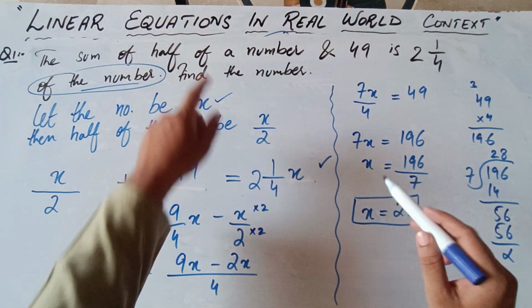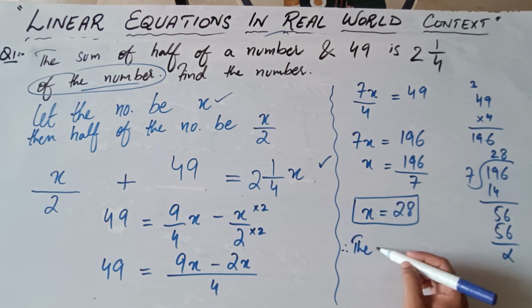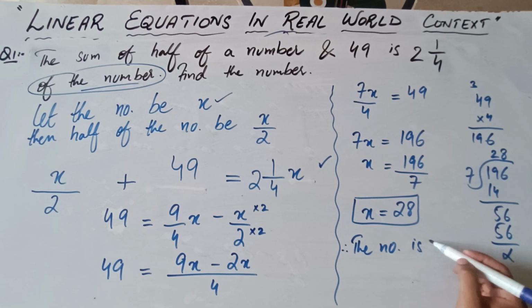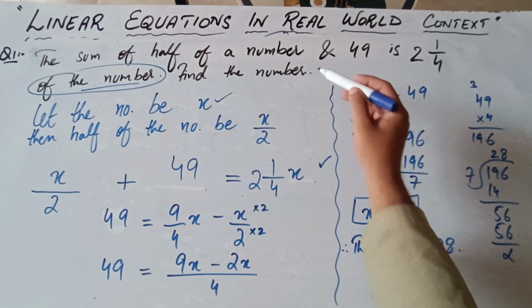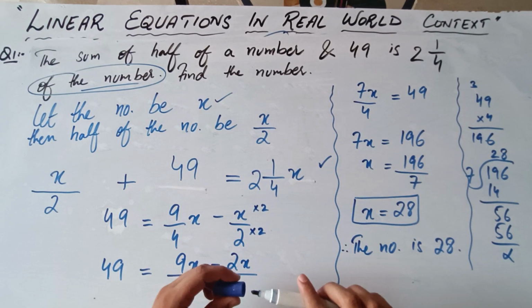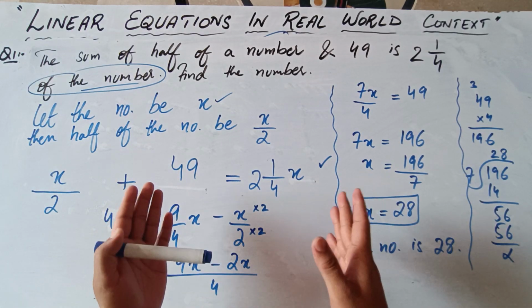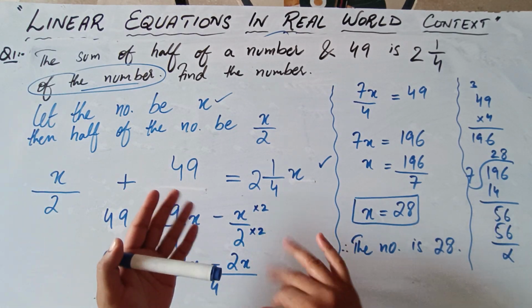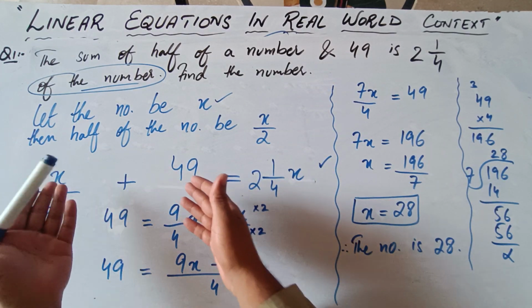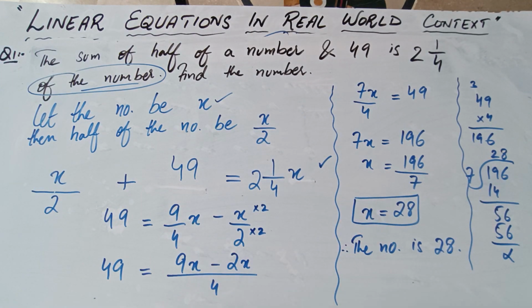Which means we have found the number. Now we will give the answer in a statement. Therefore, the number is 28. When the question is in a statement, we have to give the answer in a statement as well. So this is how we can solve a word problem or real world problem: we convert the problem into a normal linear equation, then we find the solution of that equation.